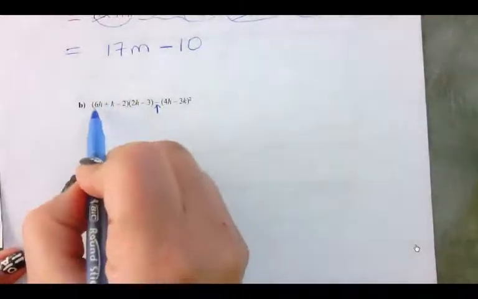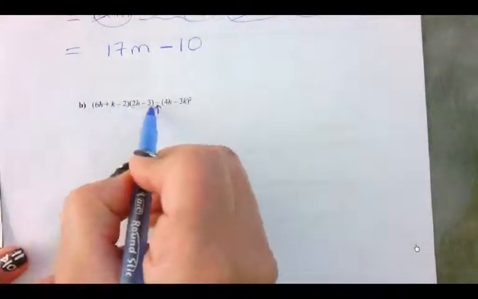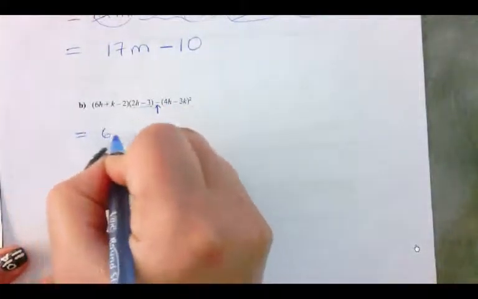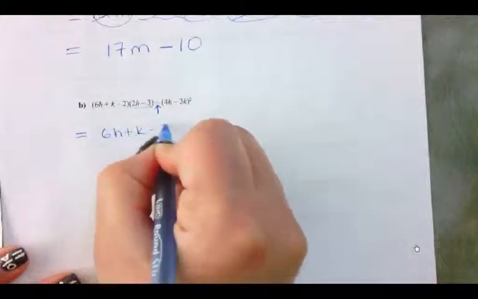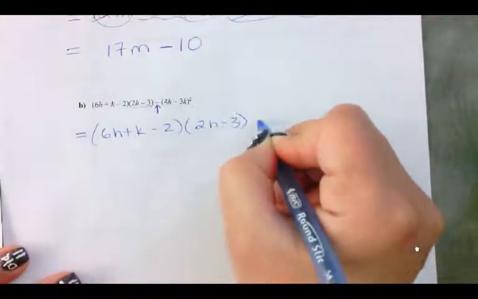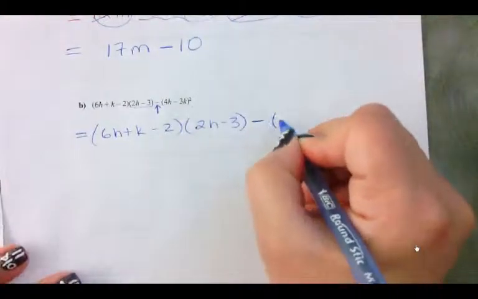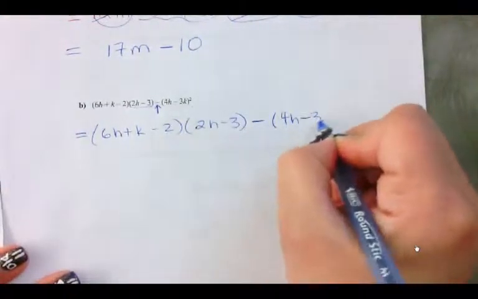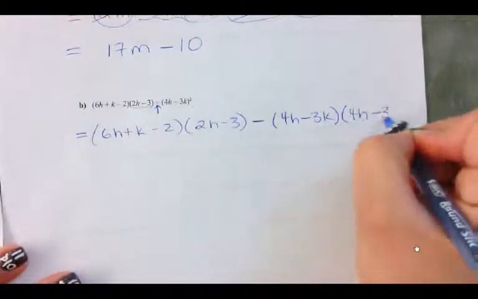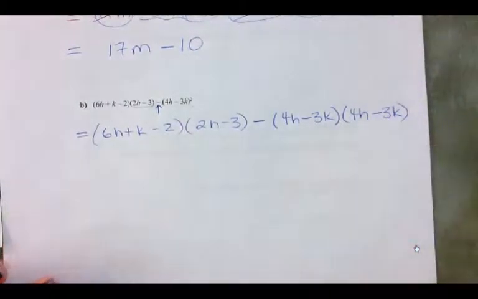We're going to multiply this bracket out with this one, and then I'm going to rewrite this. So this is what I'm going to have. 6h plus k minus 2, and then 2h minus 3 minus, and now I'm going to rewrite this bracket out twice, because if I don't, then catastrophic errors will occur.